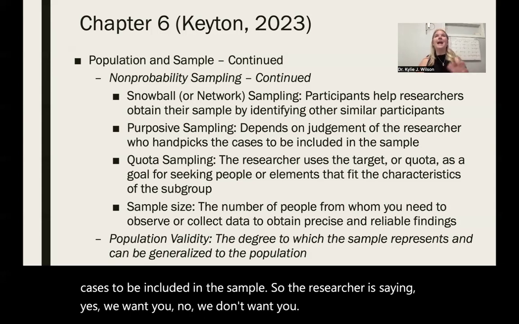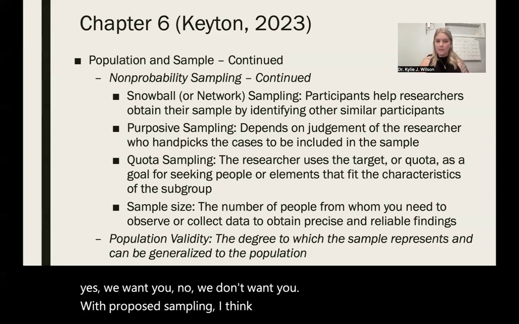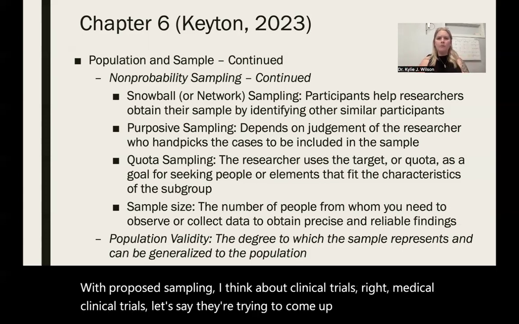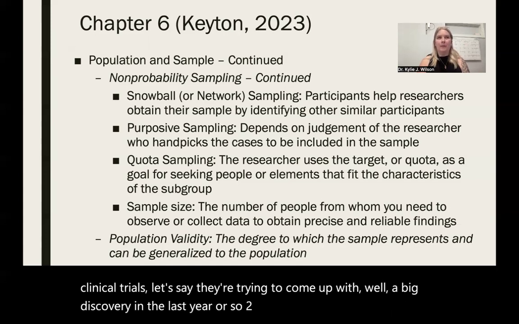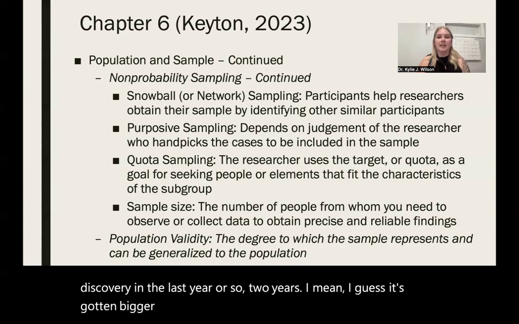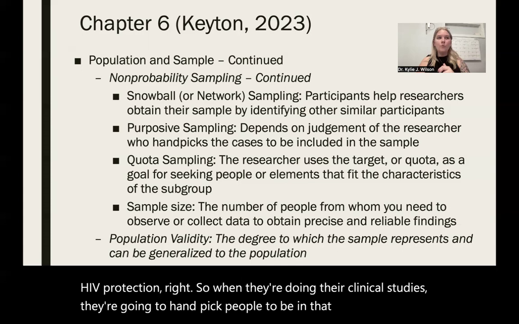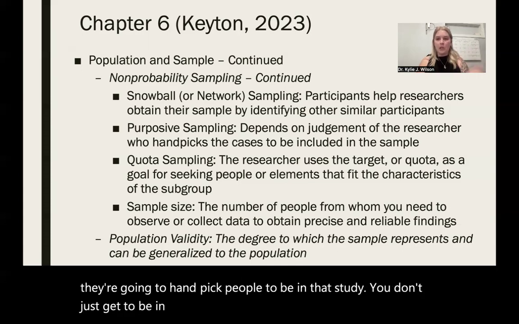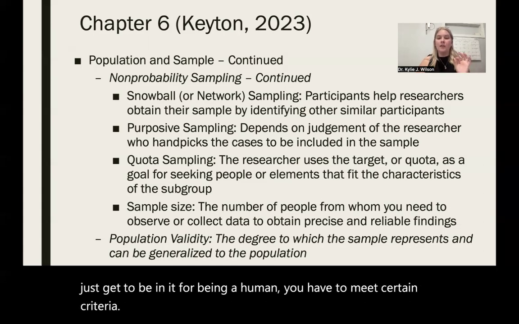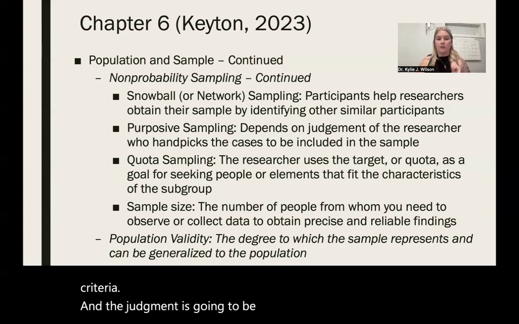With purposive sampling, I think about clinical trials, right? Medical clinical trials, let's say they're trying to come up with a big discovery in the last year or two, like the PrEP medication for HIV protection. When they're doing their clinical studies, they're going to handpick people to be in that study. You don't just get to be in it for being a human. You have to meet certain criteria, and the judgment is going to be from the researcher themselves.